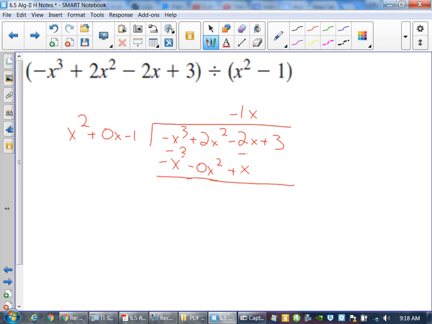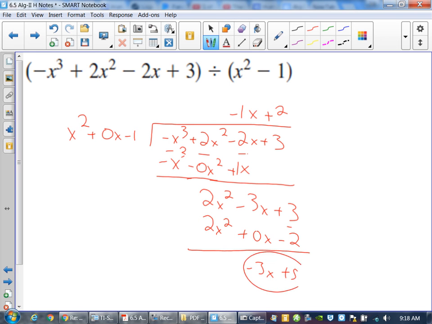So then you subtract everything through. For 1 here we have 2x squared. Negative 2 minus 1 is negative 3x. And bring down the 3. And now I just multiply everything by 2. 2x squared plus 0x, and then 2 times negative 1 is negative 2. So subtract, we get negative 3x, negative 3 plus 5.